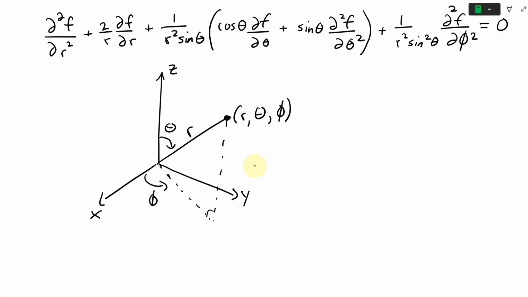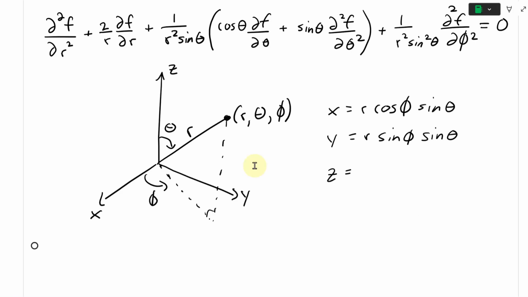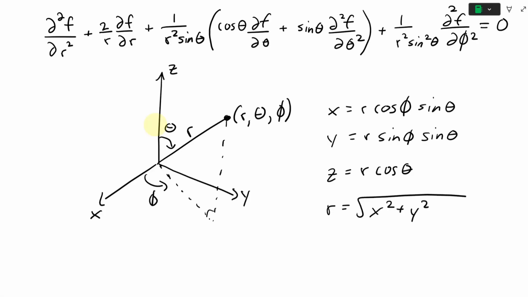And also recall again from above, x is equal to r cosine phi sine theta. Y is equal to r sine phi sine theta. Z is just going to equal, you look at this right here, r cosine theta. And then r is equal to the square root, just the distance formula, of x squared plus y squared plus z squared. Yeah, so that's what we have there.